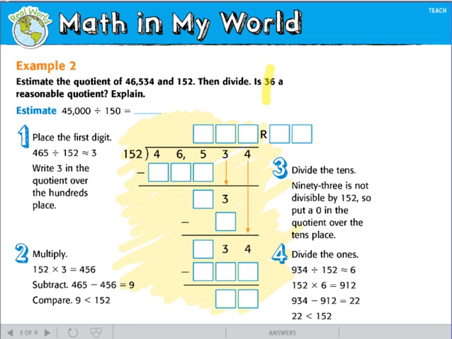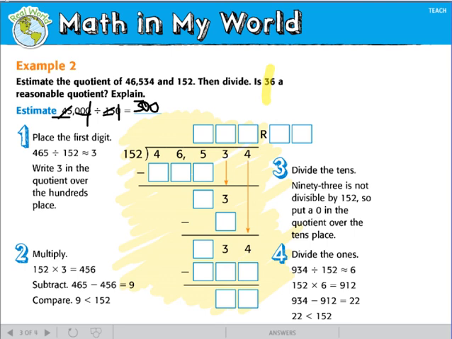So the first thing we're going to do is say, okay, let's figure this out. I drop the zeros because it gives me smaller numbers to work with. I'm going to look at 15 and 45. 15 times what equals 45? Times 3. So I got rid of those, and there's 2 zeros. So it's 300. That's my estimate.